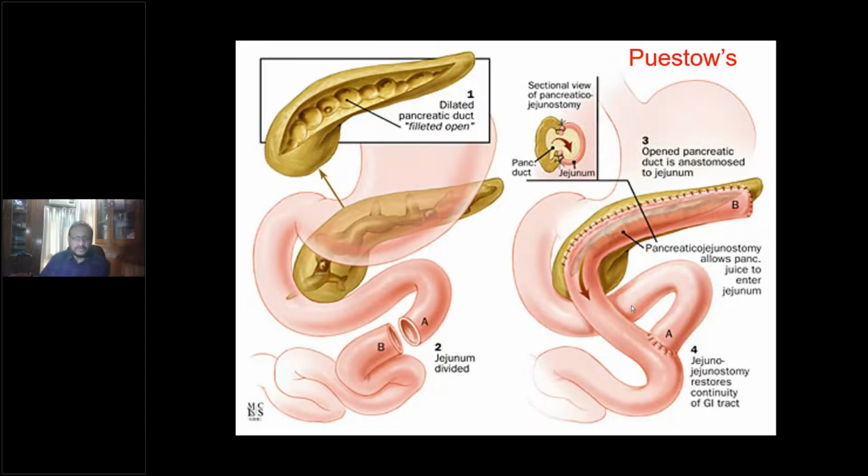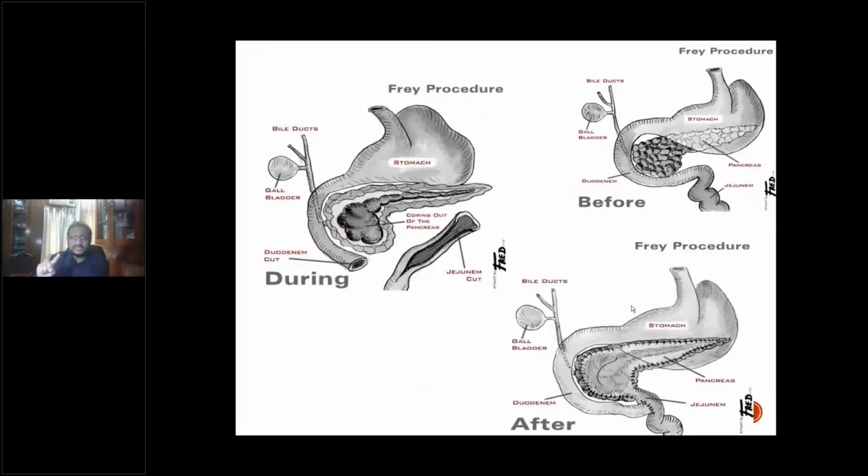Now, there's a Frey procedure. Frey procedure, I told you what? Excision plus drainage. So what are you excising? See, coring out of the pancreas. All this is going to be removed. So I'm removing all of this. This is basically before. Then when I've done the surgery, during surgery, and after surgery, everything has been removed. So what is remaining behind? A thin rim of pancreas. Now I'm going to do an anastomosis of the jejunum with the pancreas. So what is different between Frey and Puestow's is the excision or non-excision.